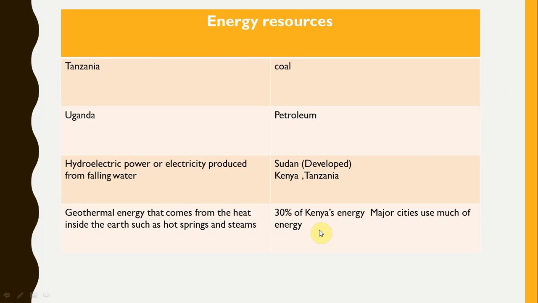Also, we have plenty of energy resources. In Tanzania, we have coal. In Uganda, we have petroleum. Also, we have hydroelectric power, or electricity produced from falling water, in Sudan. It is still being developed and not working fully now, but in Kenya and Tanzania, it actually works. We have geothermal energy, which comes from the heat inside the earth, such as hot springs and steam. It provides 30% of Kenya's energy. Major cities use much of this energy actually.